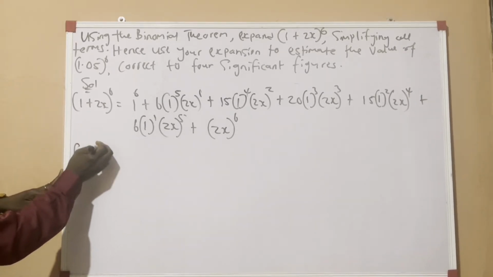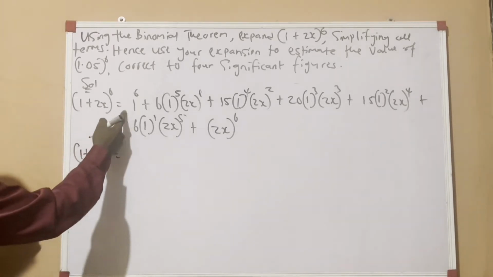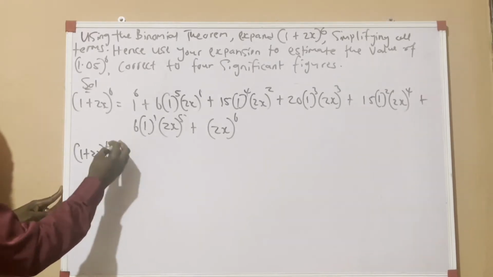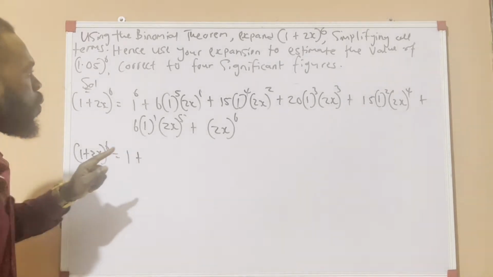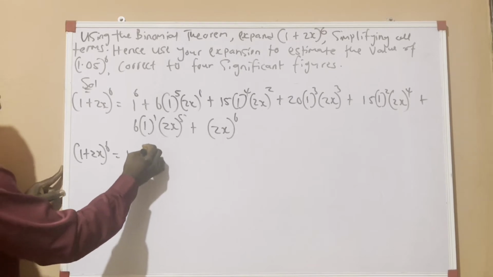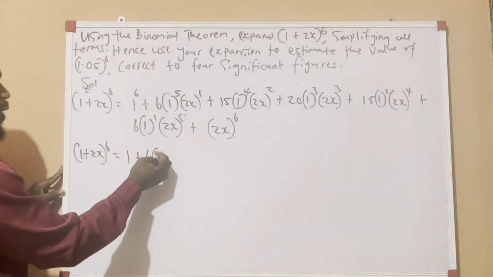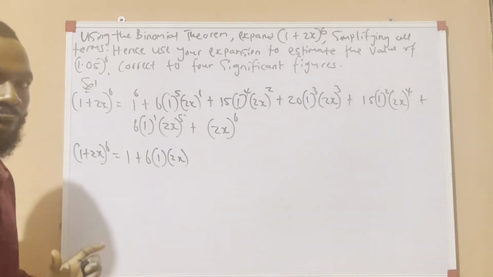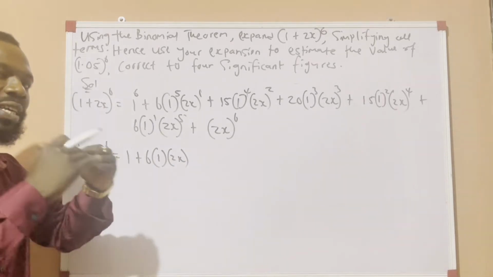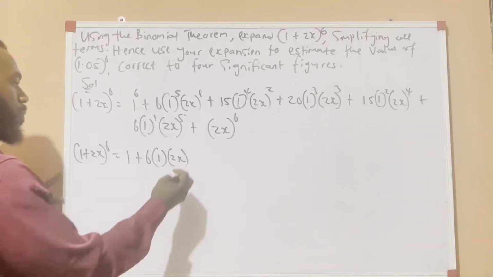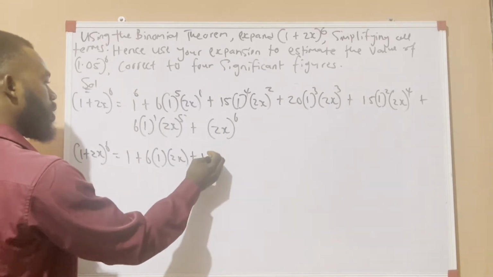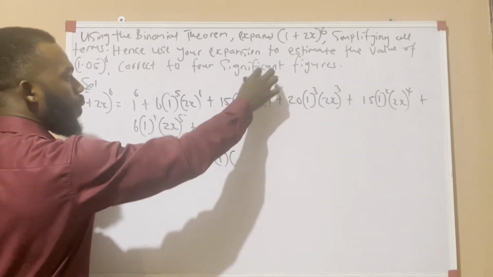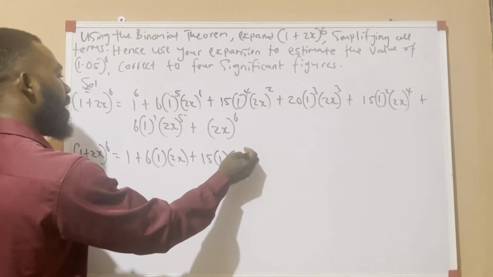(1 plus 2x) all raised to the power 6. Now, 1 raised to the power 6 means 1 times 1 times 1 into 6 places, and that also gives us 1. Plus, now we have 6. 1 raised to the power 5 gives us 1. 2x raised to the power 1 gives us 2x. I don't want to be too fast. I want to take it step by step. But let's proceed. Plus, here becomes 15. 1 raised to the power 4 also gives us 1, but 2x raised to the power 2 gives us 4x raised to the power 2.